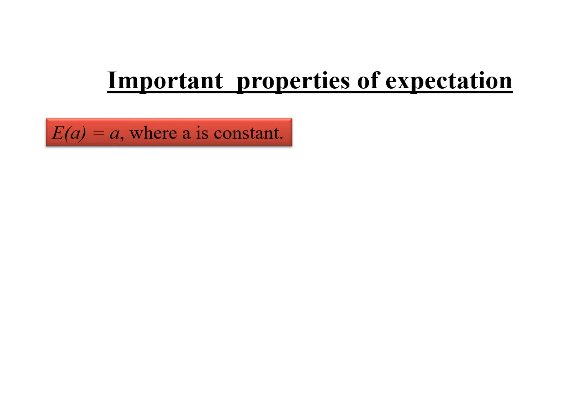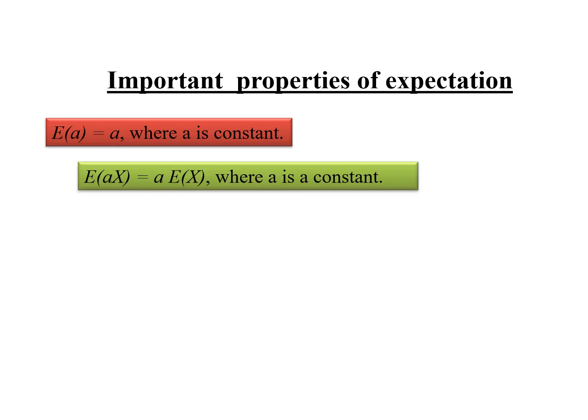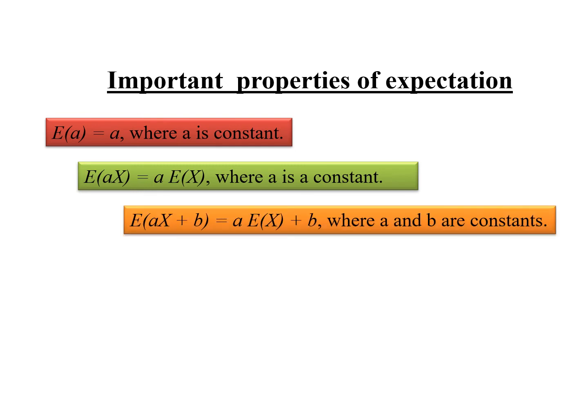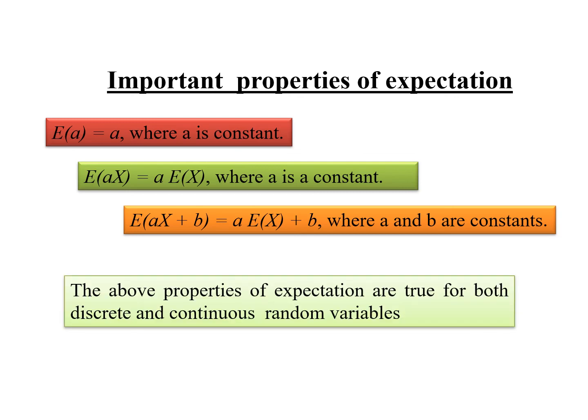Important properties of expectation. E(a), where a is a constant, you will get a. E(aX), where a is a constant, then we will get aE(X). E(aX plus b), where a and b are constants, then we will get aE(X) plus b. These are the properties of expectation. The above properties of expectation are true for both discrete and continuous random variables.